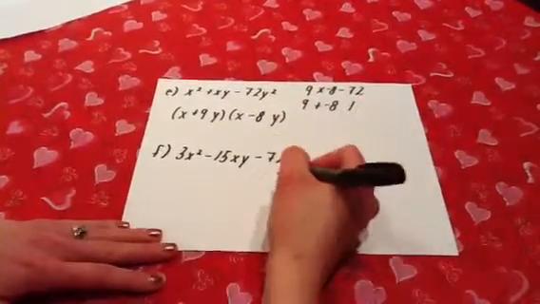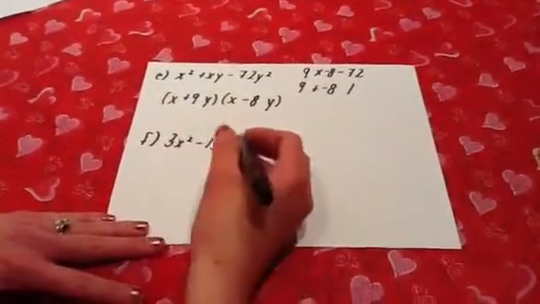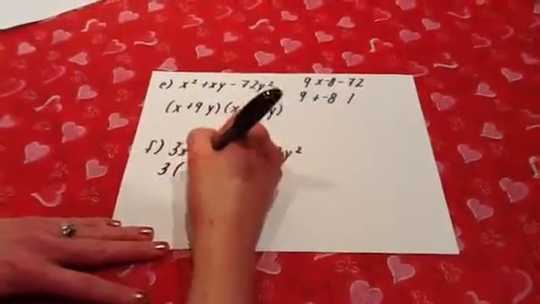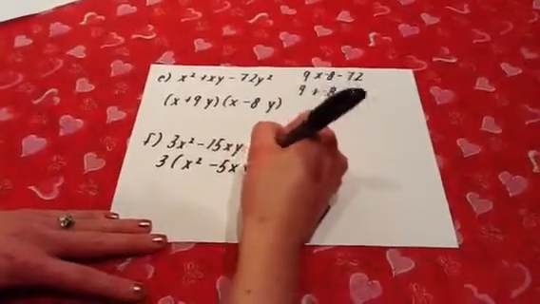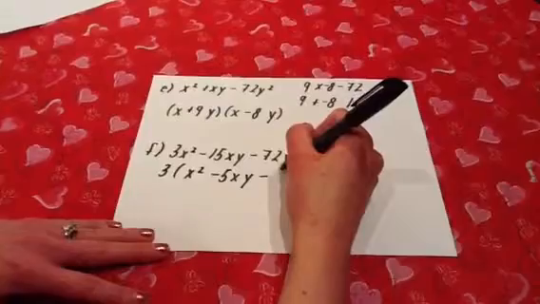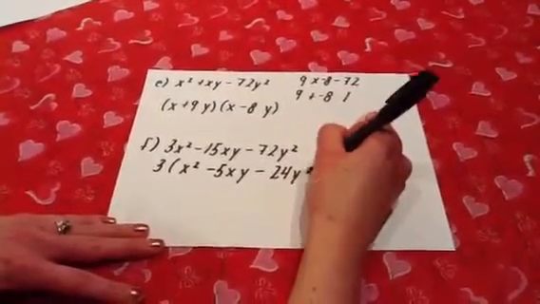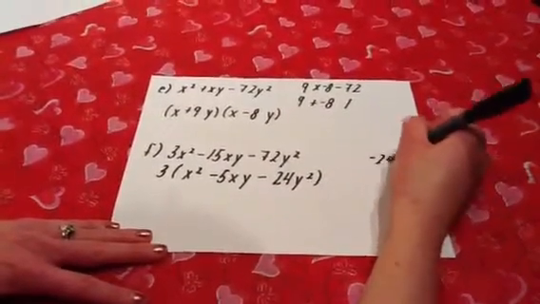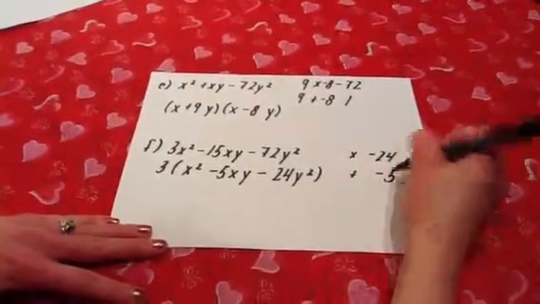Okay, one more. This one is a combination of all of them. It has a coefficient in front and 2 variables. So we'll start by taking out that 3. We're left with x squared minus 5xy minus 24y squared. And so we need multiples of negative 24 that add to give me negative 5.